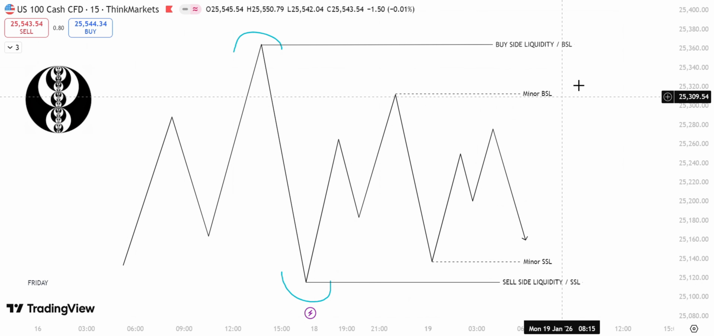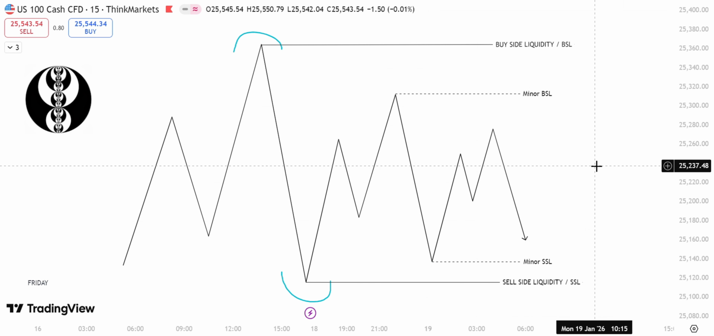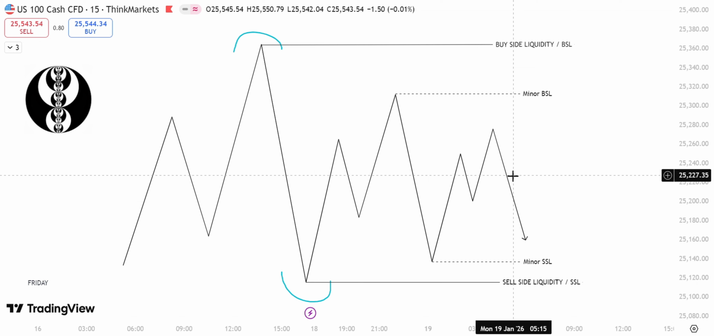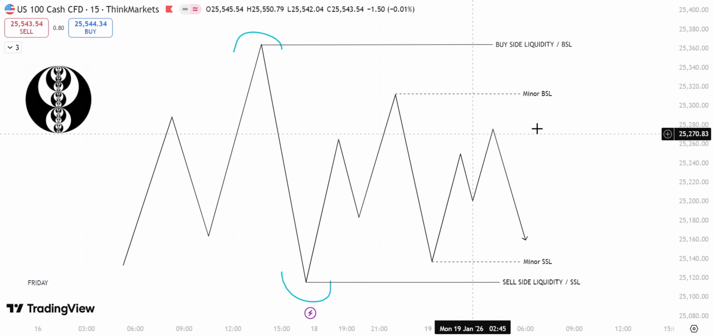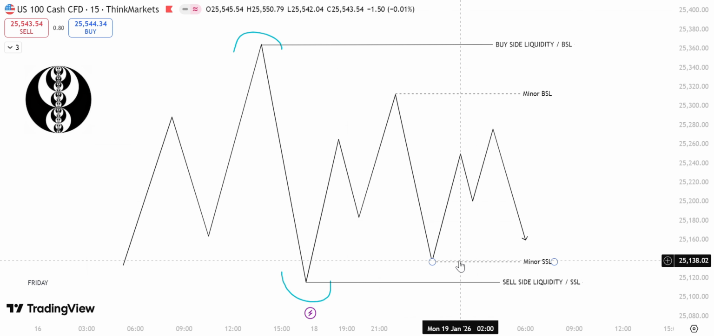And the minor buy side and minor sell side are actually going to be your basically fake buy side and fake sell side liquidity. Now, what do I mean by this? So with the minor buy side and minor sell side, they have to act as your primary buy side and sell side. This may be a little confusing, but you will understand this very quickly.